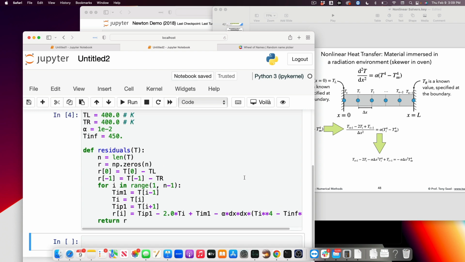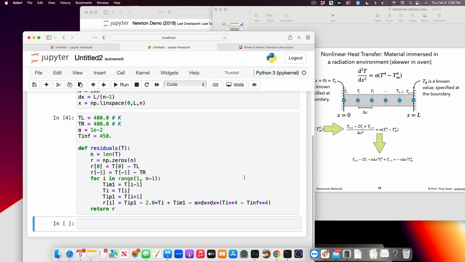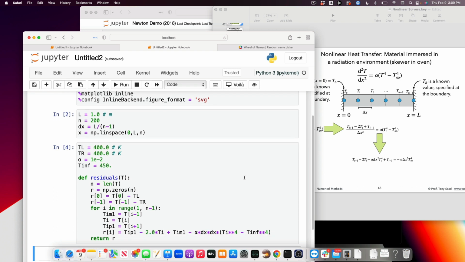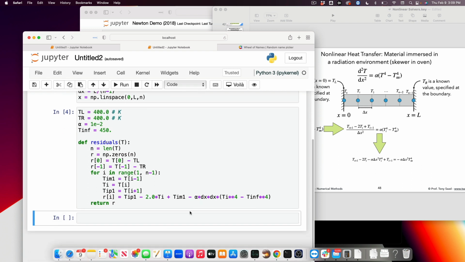Let me maybe zoom out a little bit. So in many ways, this is actually much easier than when we were dealing with the linear system of equations, because we had to do main diagonal, upper diagonal, lower diagonal, and this and that. This is just hitting the residual functions. So now all we have to do is solve it. fsolve, residuals, and I need an initial condition.